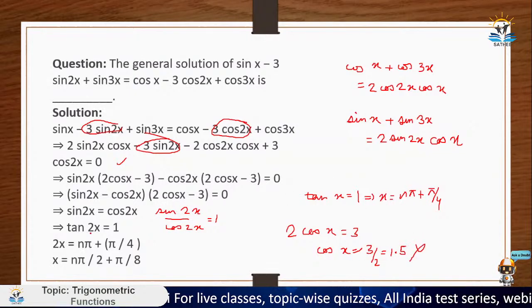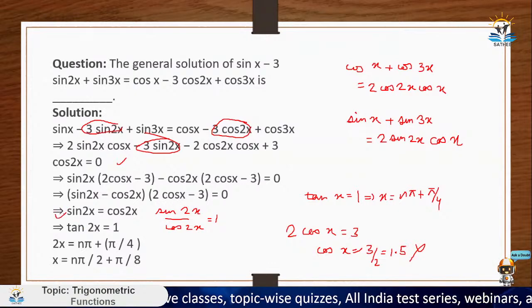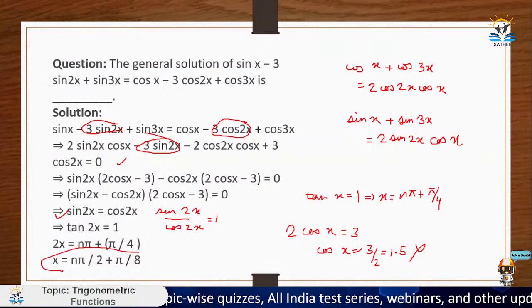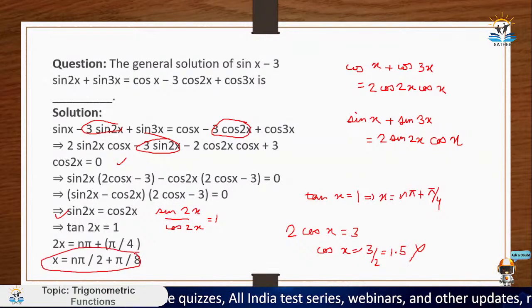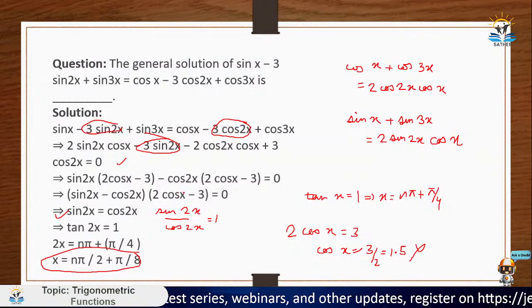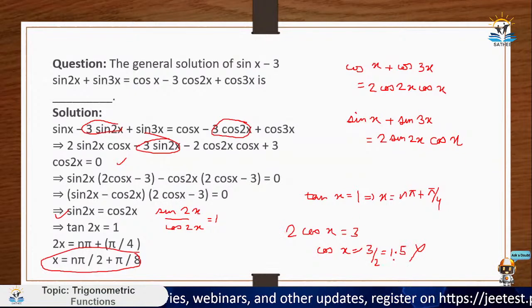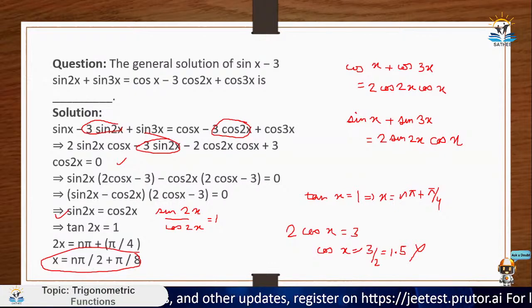So only sin 2x equal to cos 2x gives your solution. So basically, x equal to n pi by 2 plus pi by 8 is your final solution, which you have to learn, which you have to derive basically this way. Why we have neglected the other factor, I hope you understand. We are getting cos x equal to 3 by 2, which is not possible. That's why we get only one solution. Okay, so I hope you got it once again.